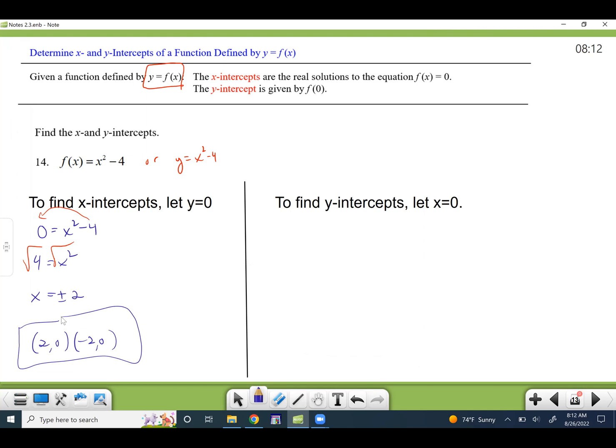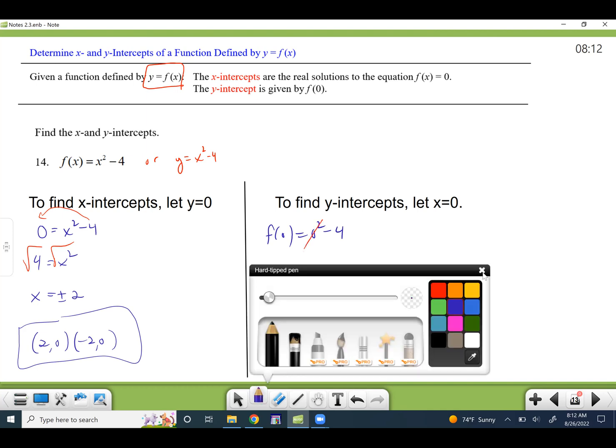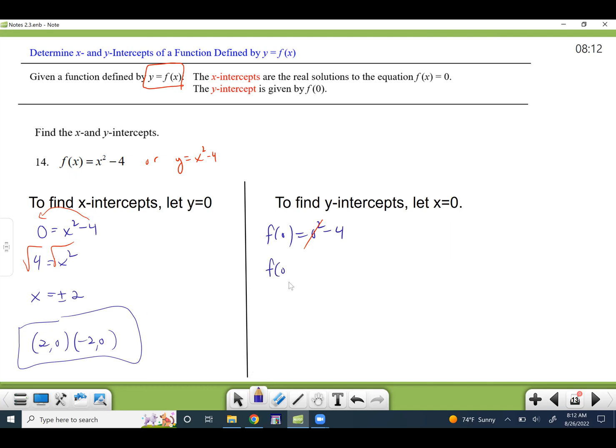Find y-intercepts, let x be 0. So we're going to substitute a 0 in for all x's. 0 squared is just 0, so that part's gone. So that we get that f of 0 is -4. So we have the point 0 for the x, -4 for the y.